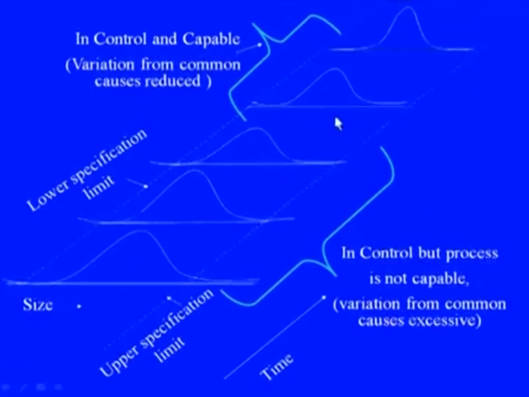On the other hand, if we see the other two curves, these are normal distribution curves. As shown on the screen, they represent the processes which are under control, and at the same time also capable. The process is capable, that means variation from common causes are reduced.